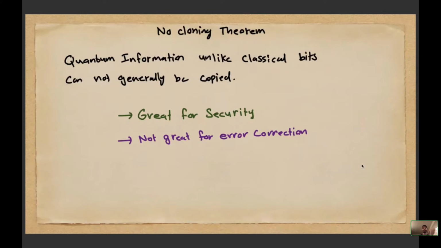This is great for security. Why? Because inherently, quantum information is not copyable. It's not stealable. Great. That's amazing for cryptography and security. But on the other hand, it's not great for error correction.